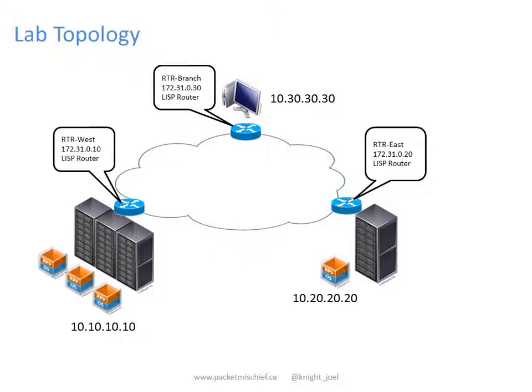Obviously, for the reply traffic, the same thing happens. The West router would query the LISP map resolver and ask for the location of 10.30.30.30, and it would get back the IP address 172.31.0.30, encapsulate that packet, and route it through the WAN cloud to the branch router. Branch router decapsulates it, puts it on the network at the branch site.